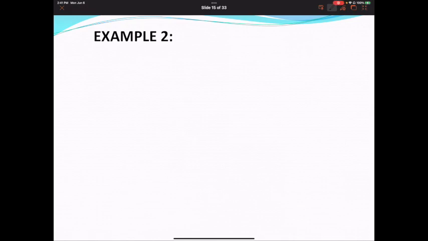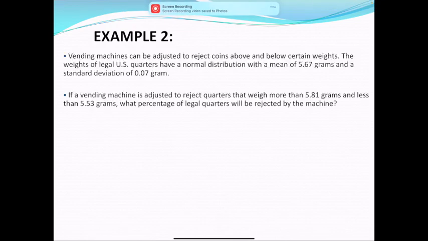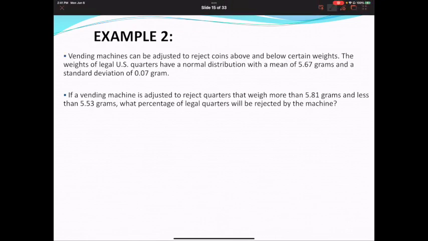Just kidding. I had one more example. Sorry about that. So in this second example of using the 68, 95, 99.7 rule, vending machines can be adjusted to reject coins above or below certain weights, right? That's trying to avoid counterfeit coins or coins that maybe are from another country.